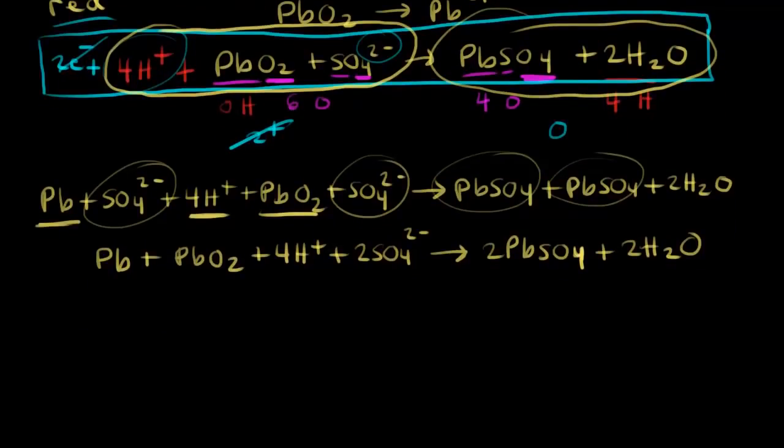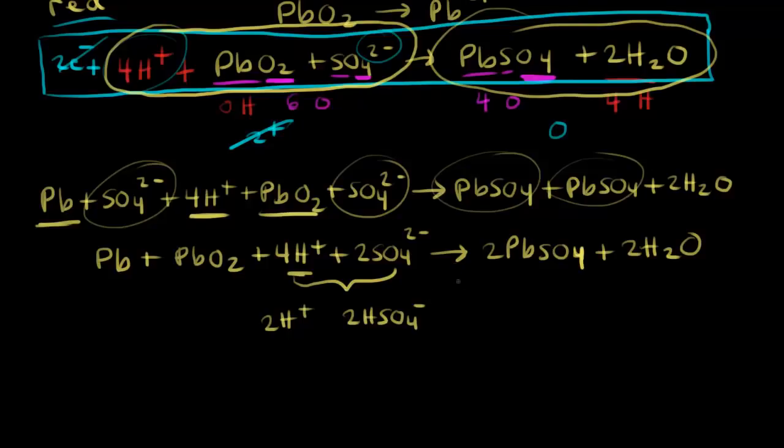And sometimes you might see this written a little bit different in a textbook. You might see two of these protons added on to these 2 sulfates to give you 2HSO4 minus, leaving 2 protons left over, so 2H plus. So that's just another way to write what's happening here.